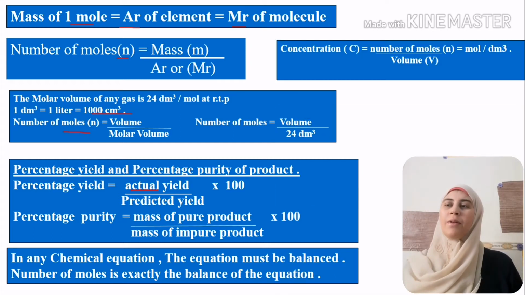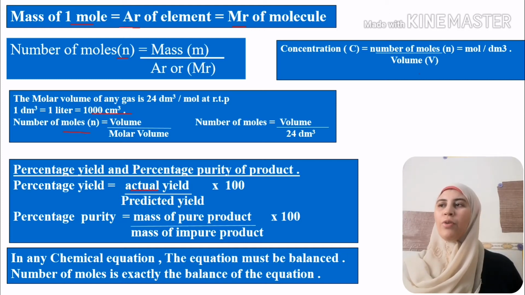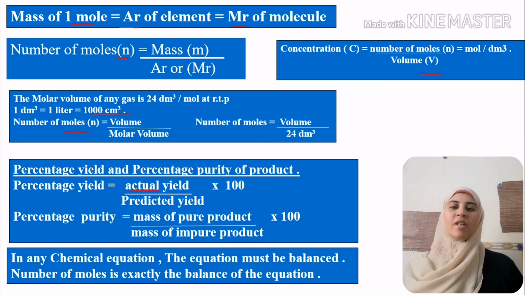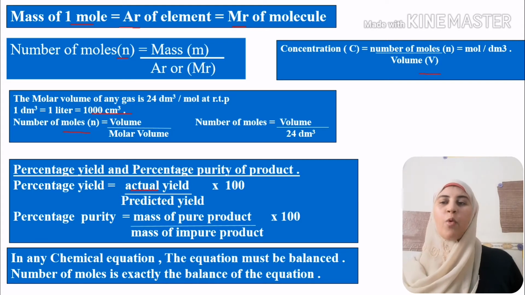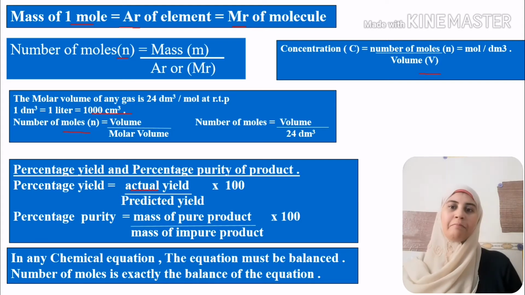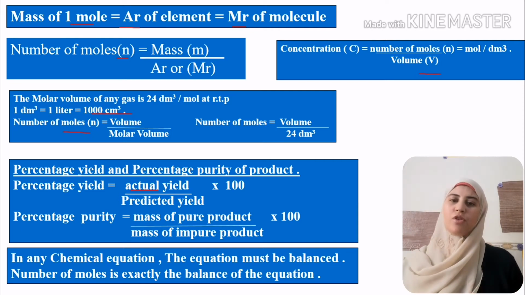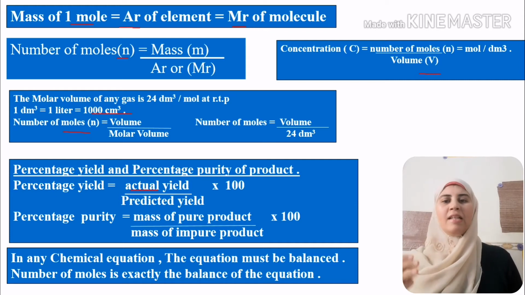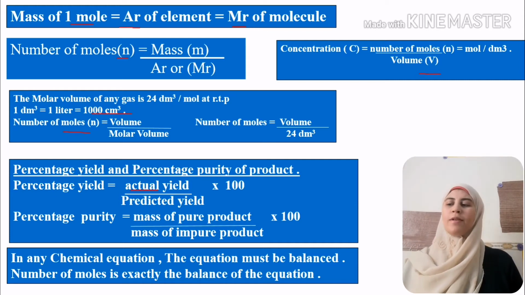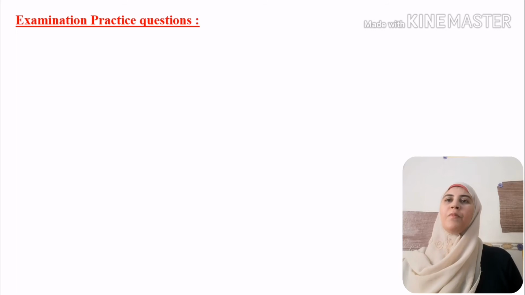The next one, concentration C equals number of moles n divided by volume V. So the concentration is the number of moles divided by volume. All the calculations are in mol per decimeter cubed. So we can have a concentrated solution and we can have a diluted solution. Let's move to the next question.